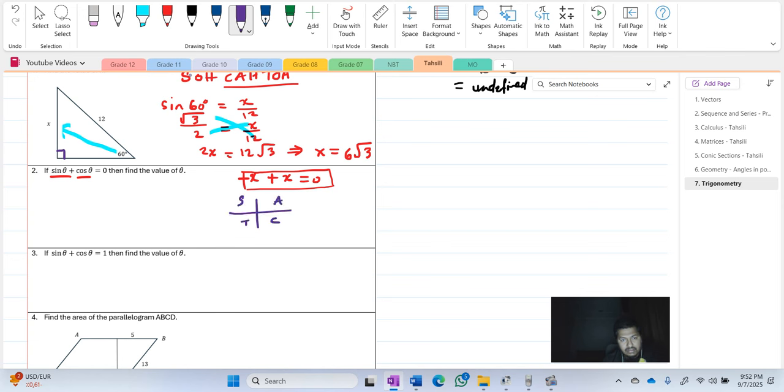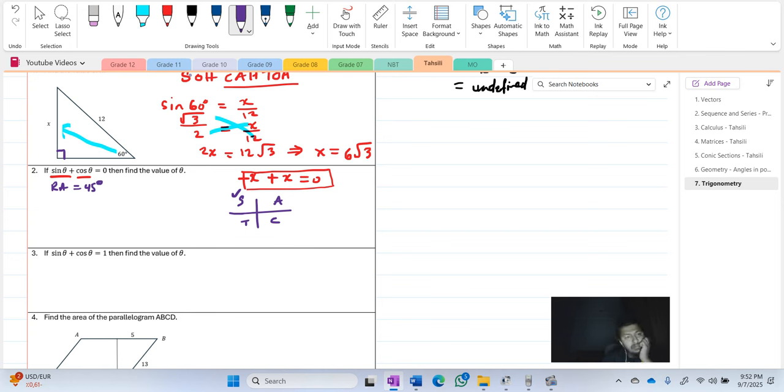Because if I try sine of 45 is root 2 over 2 and cos of 45 is root 2 over 2, I'm adding two positive numbers. I can't get 0, right? I'll get a larger positive number. So if I go into the second quadrant, I know sine is positive, right? So I know my reference angle is 45 degrees. If I go into the second quadrant, I know sine is positive there, but cos is negative, right?